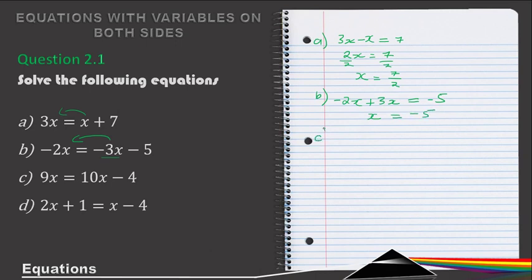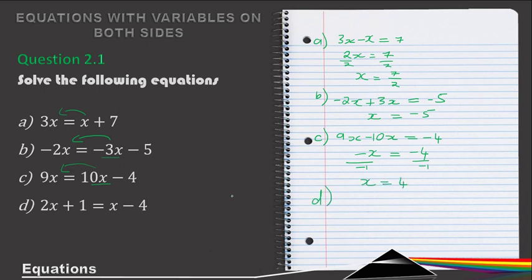So for C, this x needs to come over to this side. Then I have 9x minus 10x, which is equal to negative 4. Right, and when I do that, I get negative 1. 9 minus 10 is negative 1, so that's negative x equal to negative 4. And then to get rid of this negative, I need to divide by minus 1. So that gives me x equals 4.